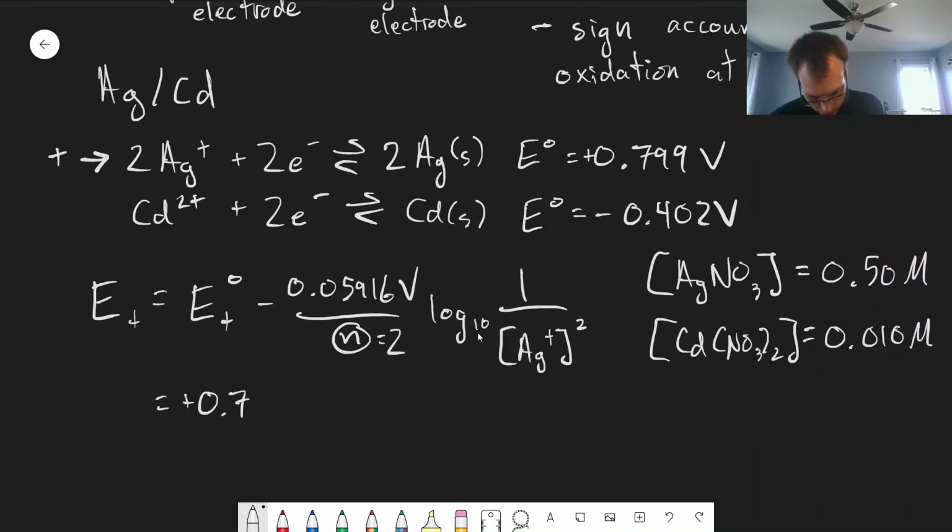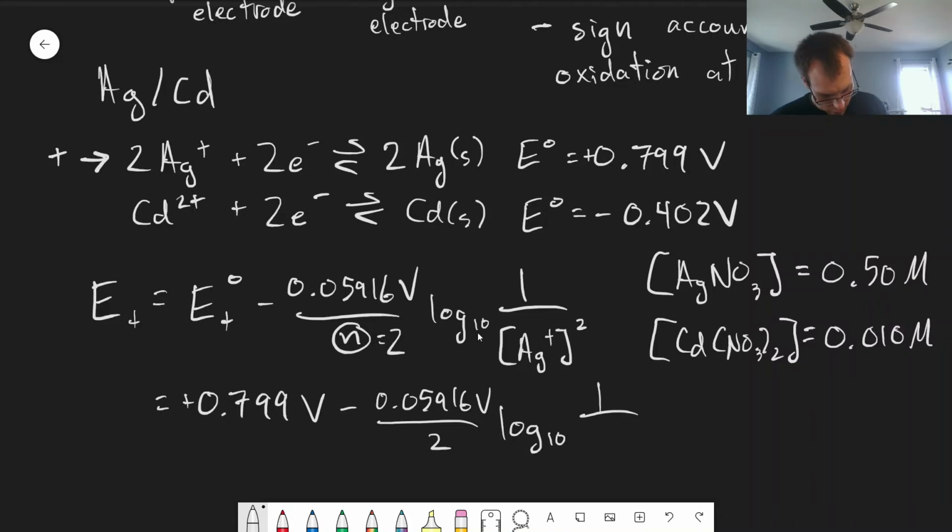Okay, so if we want to find the potential of the positive electrode, we take our standard potential, 0.799 volts, minus 0.05916 volts divided by 2 times log base 10 of 1 over 0.50 squared.